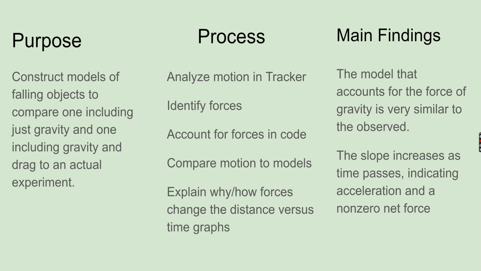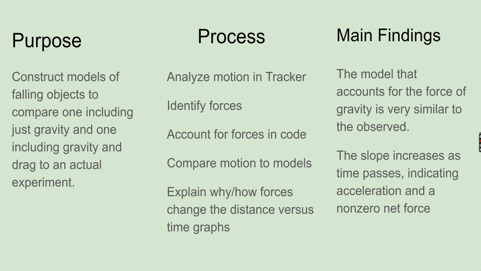The process for this lab is to analyze the motion of a falling object in Tracker, identify the forces acting on the system, account for those forces in the GlowScript code, and then compare the models from GlowScript to the actual motion of the falling object. Finally, we'll explain why and how those forces change the distance versus time graphs.